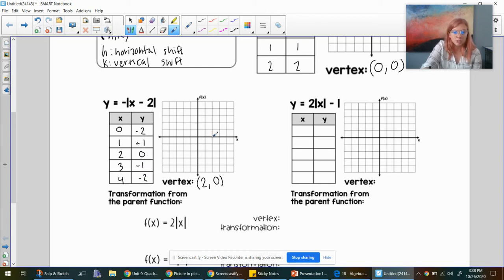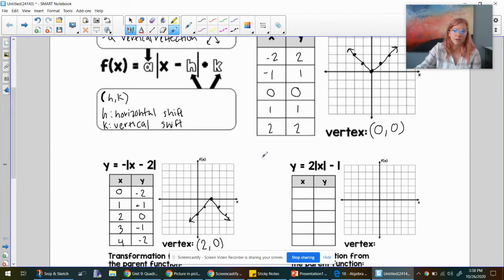So I have a point at (2, 0). Then I have points at (1, -1), (0, -2), (3, -1), and (4, -2). So, transformations from the parent function. Let's see how this changed from the parent function.